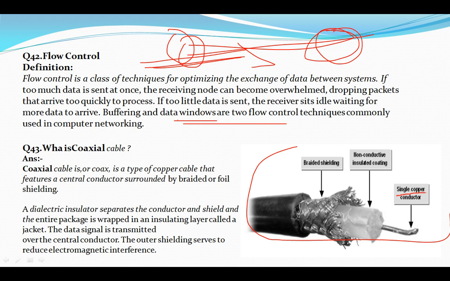You do not need to read this much information, but just see this image. This is a copper conductor. This will be in the middle of the cable, and we have one non-conductive insulating coating. So this is like plastic over this copper, and again we have one braided shielding. This is one more layer, in black color. So this is called coaxial cable.